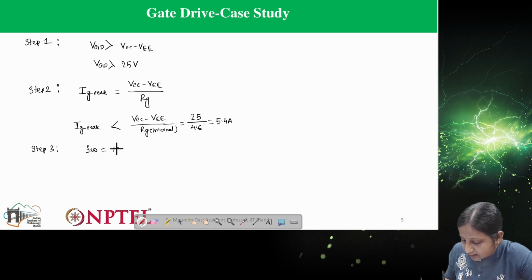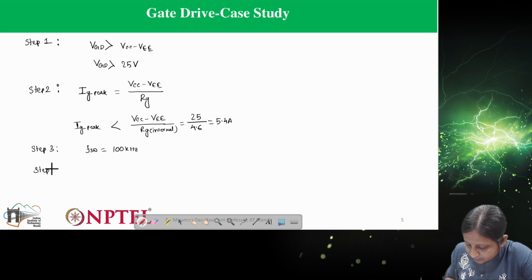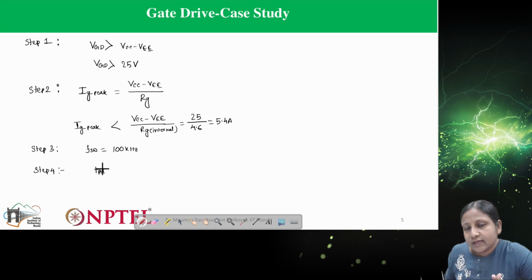So that is 100 kilohertz. Now step 4, similarly we have to select the propagation delay for the gate drive. So the propagation delay generally we can consider the same as the previous case, 1% of the switching period. So if we consider 1% of the switching period, it will be the same as 100 nanosecond. Okay.